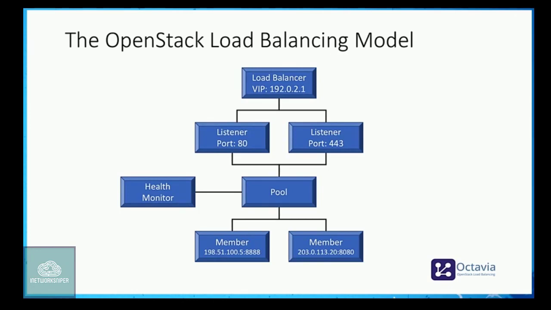Then we have listeners, and they do the port. If you have HTTP traffic, you put in an HTTP listener at port 80. You might have HTTPS there too, then you put in a listener at port 443. So listeners specify the ports the system should listen on for the IP we specified on the load balancer. Requests come in, they need to do something with them, and they forward them to what we call a pool.